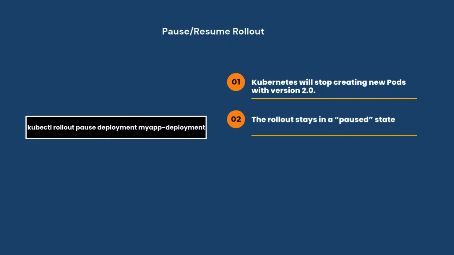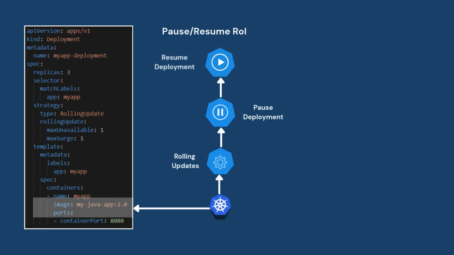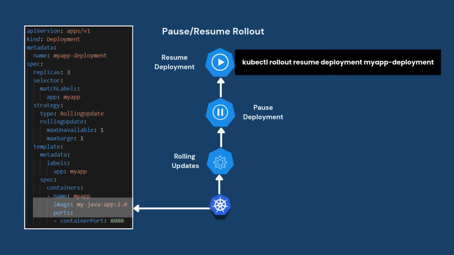The rollout stays in a paused state. You can check logs, test the partially updated pods, or verify metrics. Once you are satisfied, you can resume the rollout with kubectl rollout resume deployment my-app-deployment. At this point, Kubernetes will continue rolling out the remaining pods until the deployment is complete.